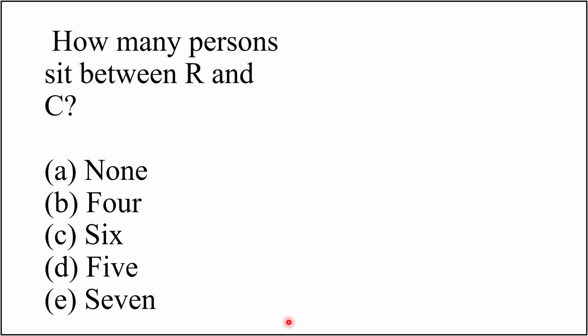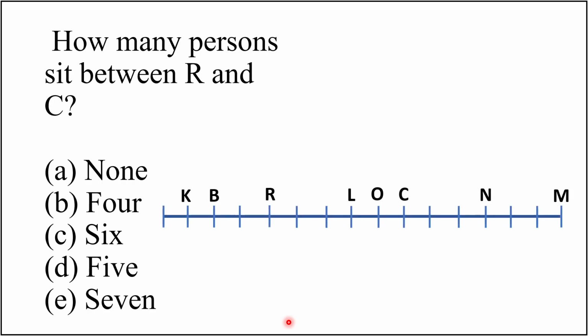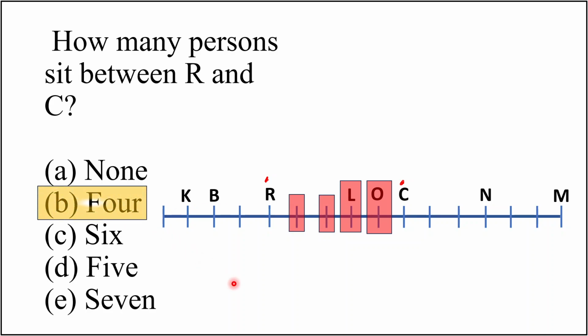How many persons sit between R and C? This is the arrangement. Now let me highlight R and C for you students. This is R and this is C. Let's check how many people are there between R and C. Between R and C, you can see clearly that there are 4 people. So our answer is option number B, which is 4. Let's check. We got the correct answer again. Let's move on to the next question.